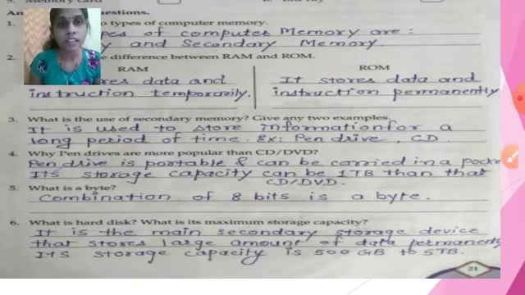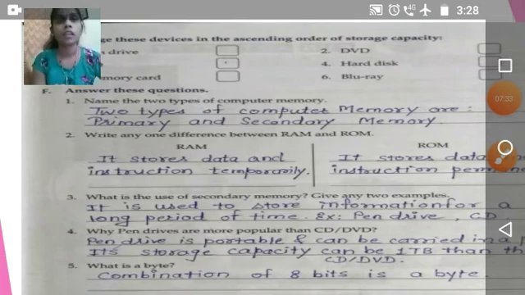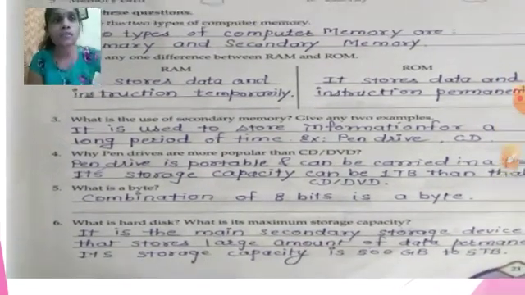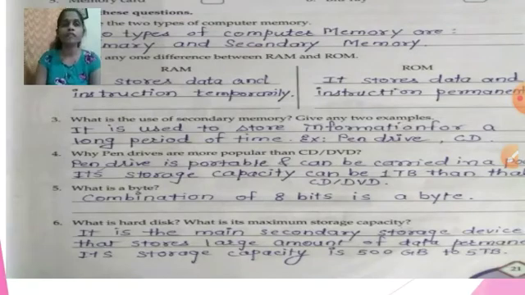Now 6. What is hard disk? What is its maximum storage capacity? It is the main secondary storage device that stores a large amount of data permanently. Its storage capacity is 500 GB to 5 TB.